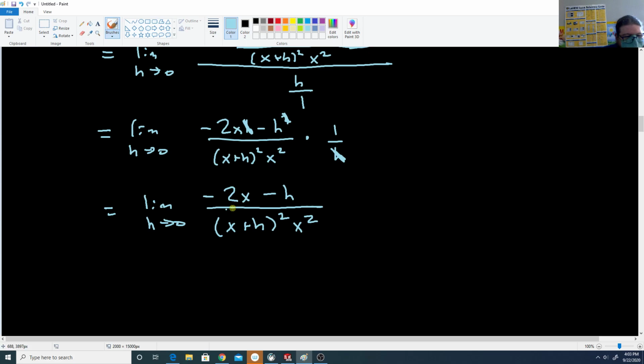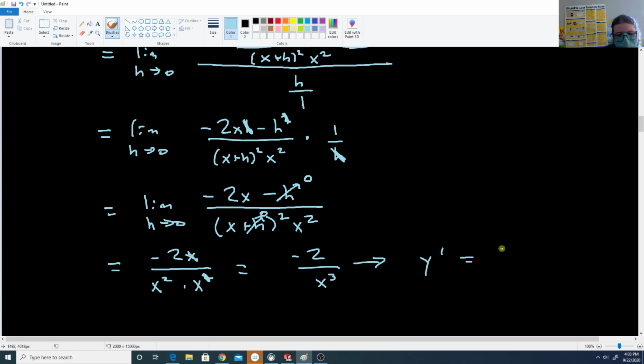So now if I let h go to 0, this term will go to 0, this term will go to 0, and we'll be left with negative 2x up top because the h goes to 0. We'll have an x squared because this h goes to 0, times another x squared. So this x on top can cancel with one of those x's there, and we'll get negative 2 over x squared times x, which is negative 2 over x cubed. And so this right here will tell us that y prime will equal negative 2 over x cubed.